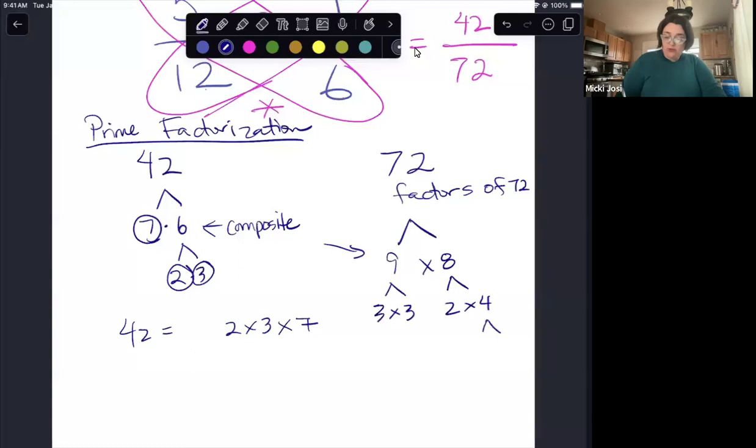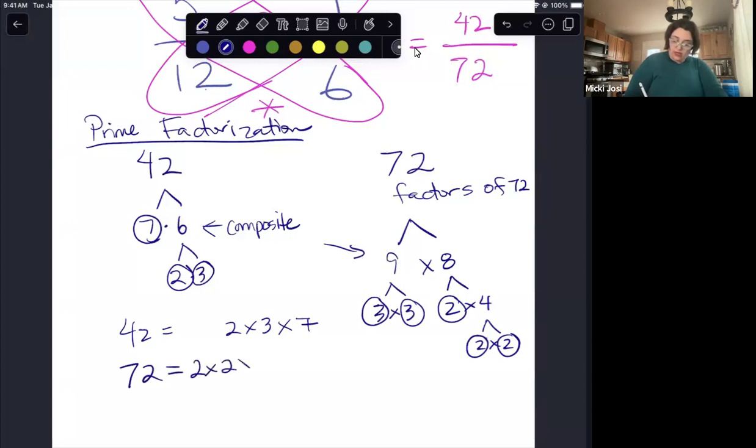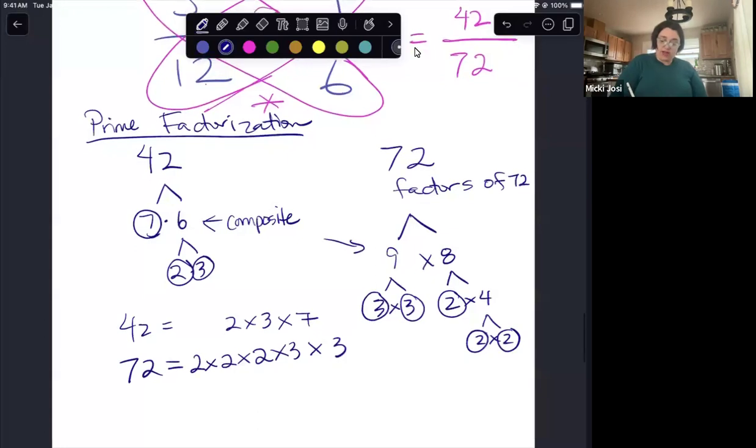And 4 is composite, so we break it down into primes. So the prime factorization of 72 is going to be 2 times 2 times 2 times 3 times 3. Those are all the prime numbers. And if you multiply 2 times 2 times 2 times 3 times 3, and we could talk about exponents, we won't right now, then you would get that product, right, of 72. So these are the prime factors, prime factorization.